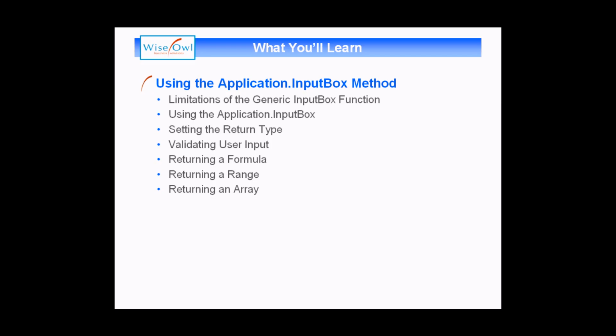We'll explain how you can set the return type of that input box, and also how that type of input box automatically validates user input, which saves an awful lot of time and effort doing that yourself. Towards the latter half of the video, we'll explain how you can get that type of input box to return different bits of information. We'll explain how you can return a formula, how you can return a reference to a range of cells, and finally, for the most complex example, how you can return an array of values and then loop over that array to do something useful with it. So let's get started.